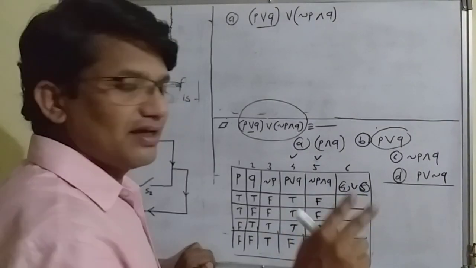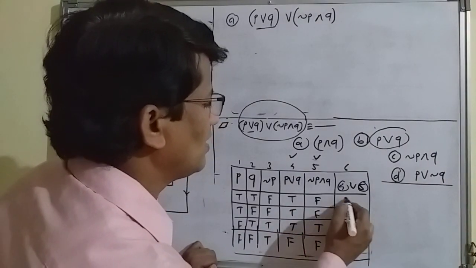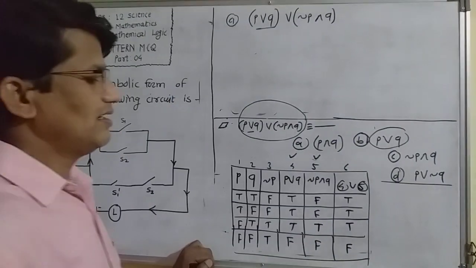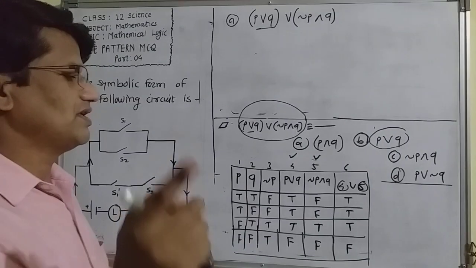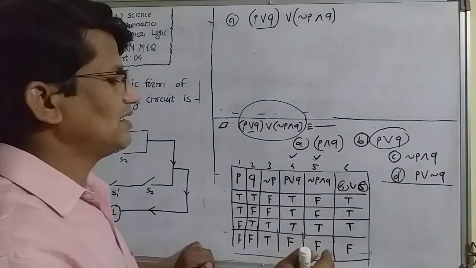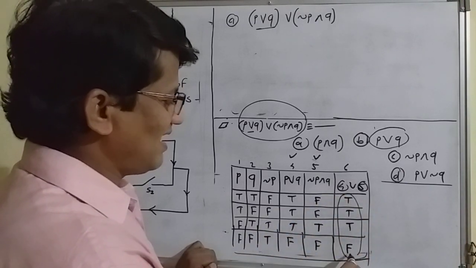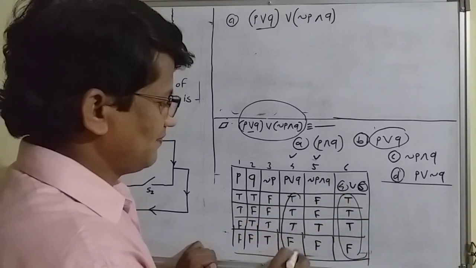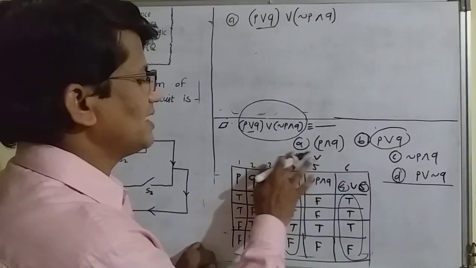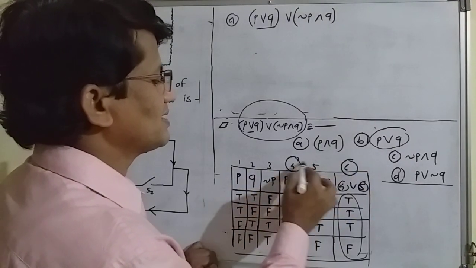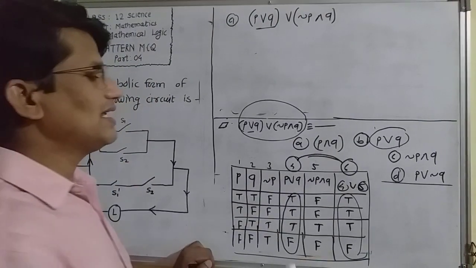What is the result of OR? The result of OR is: if double F, it is F. Double F, yes, it is F. In all the other positions fill with what? T. Now we have to find the answer of this. This is equivalent to what? Option number first, second, third. By observing the last result, here triple TF, and here triple TF. Both column number 4 and column number 6 are giving the same entries. Means what? They are equivalent.